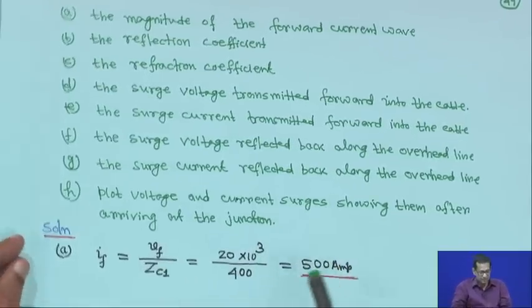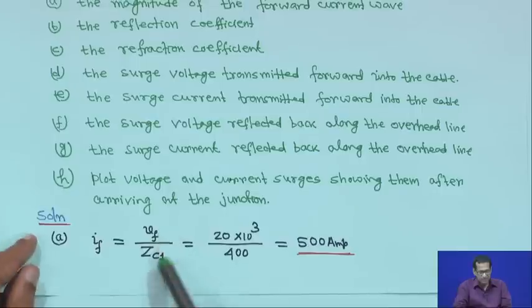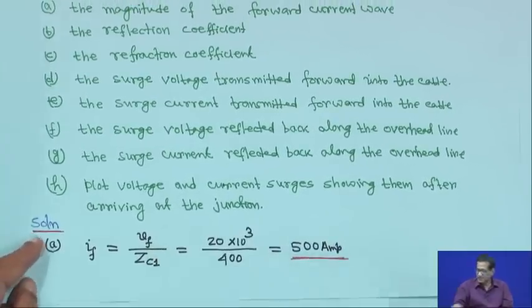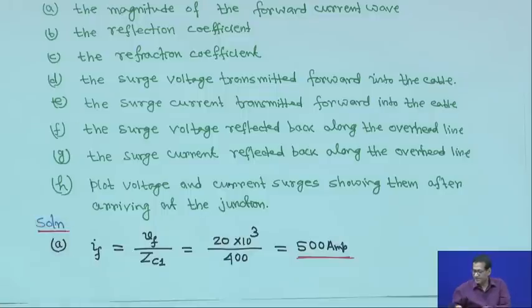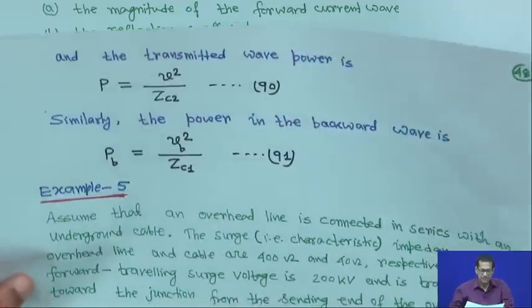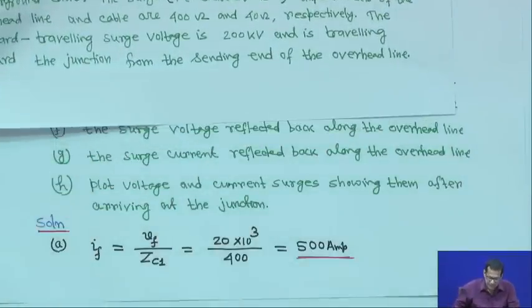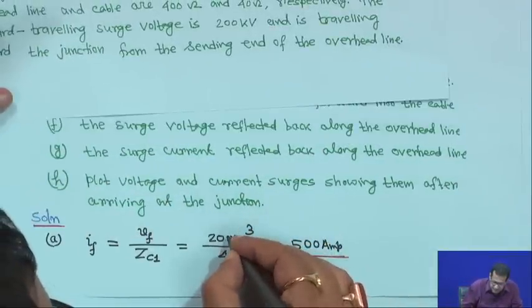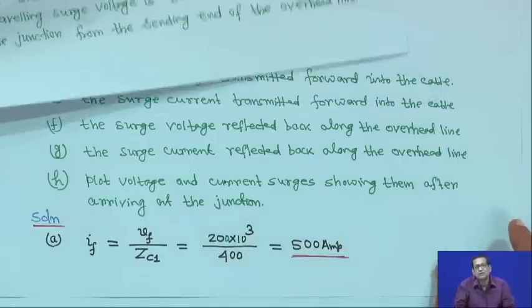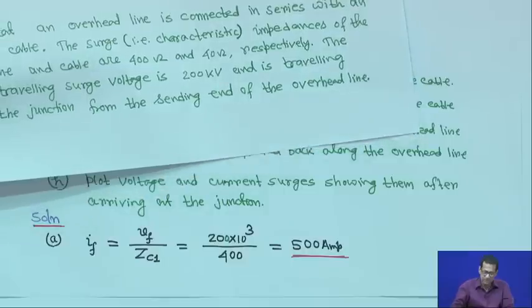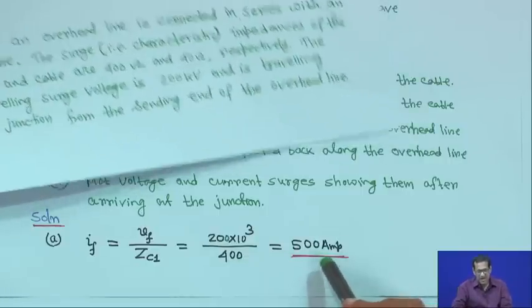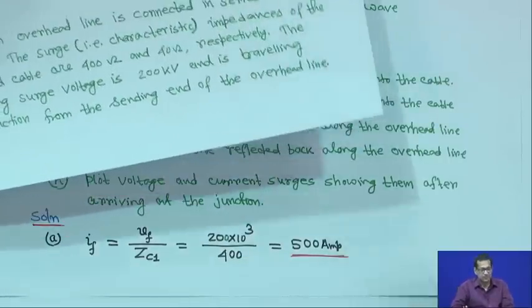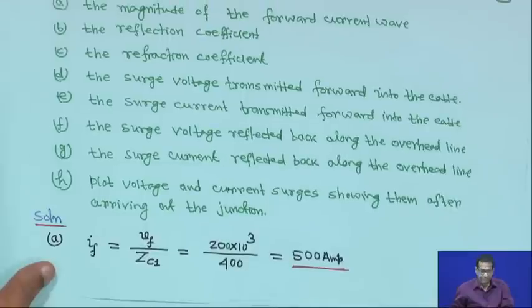First, you know If is equal to Vf upon Zc1. The voltage Vf is given, sorry, it is 200 kV, I have missed a factor, it is 200 into 10 to the power 3, divided by 400. So it becomes 500 ampere. So this is your If.